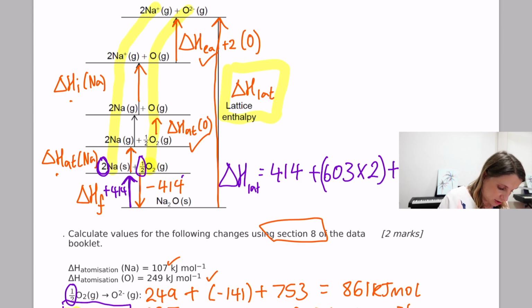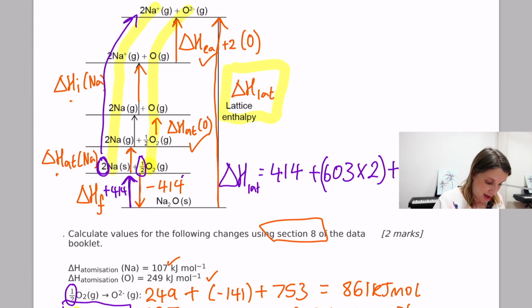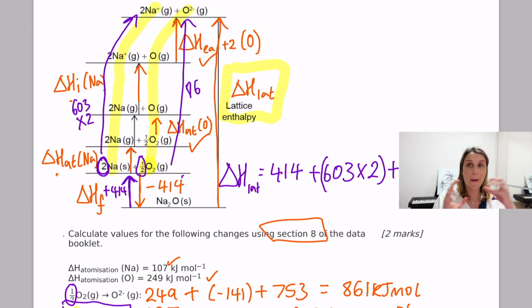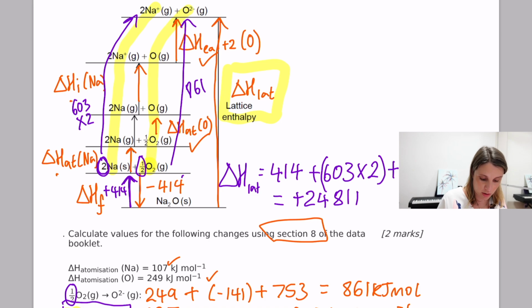And then I'm taking this journey from the 2Na up to the top, which I worked out in part A, and then from the half O2 to the O2 minus. So this one here is my 603 times 2, and this side here is my 861. And those all combined equal the lattice enthalpy for sodium oxide. And in this case, the answer is plus 2481 kilojoules per mole.